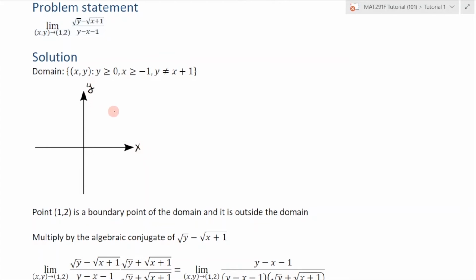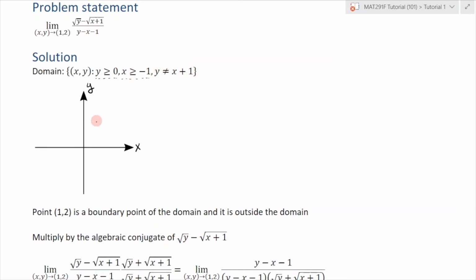So what's the domain? We want our y to be 0 or above. This is what I wrote here. We want x plus 1 to be 0 or above, which is the same thing as saying x is greater or equal to -1. That's what I wrote here. And we also want the denominator to be non-zero. For this, we want y to be unequal to x plus 1.